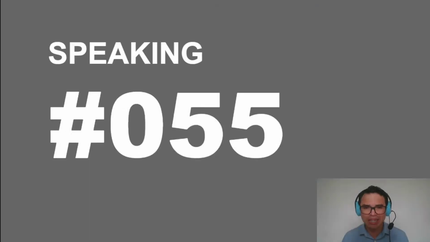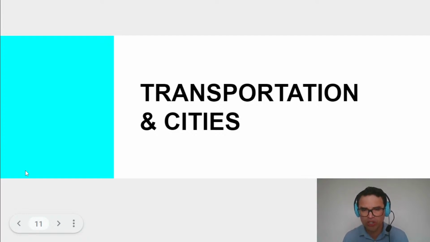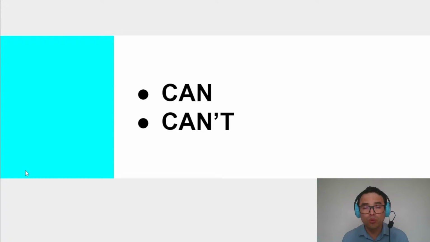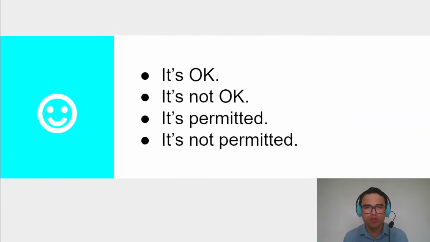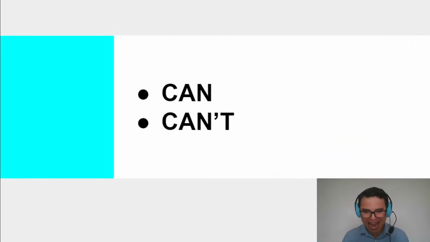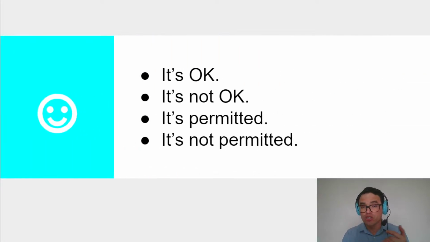Yes, I am. Hi, welcome to this speaking class. What are we going to talk about today? Today, transportation and cities is the topic. And we are going to review the use of can to talk about what is necessary to do, or can't, what you shouldn't do in a city, right? When it comes to transportation. So both can and can't are used to talk about what is okay to do, what is not okay to do, what is permitted to do, what is not permitted to do. And the context of this video has to do with transportation and cities.